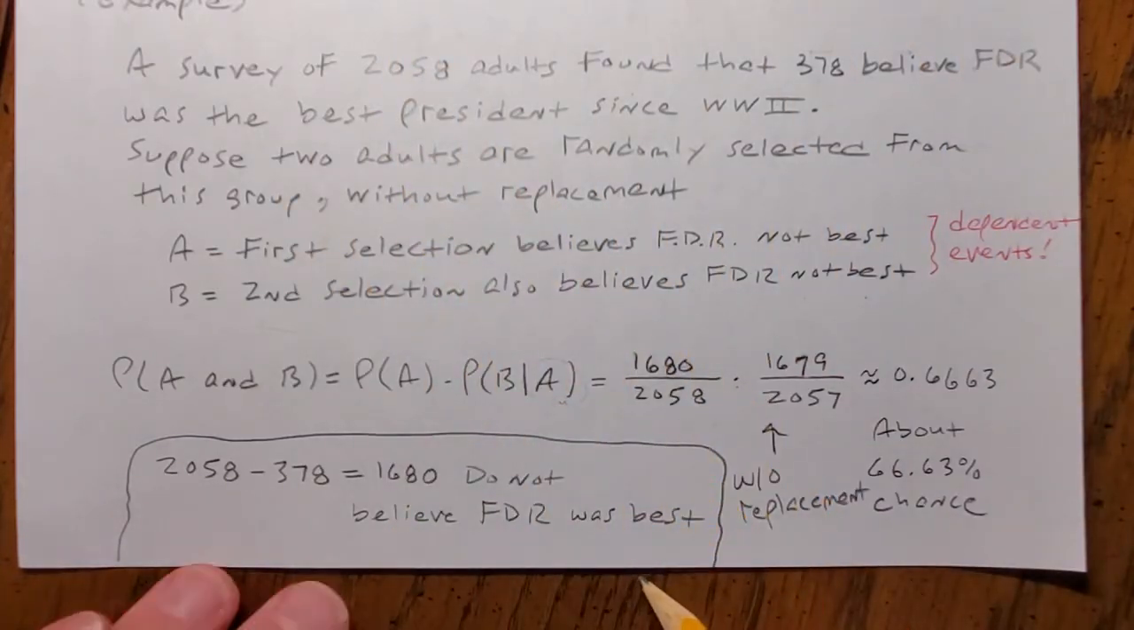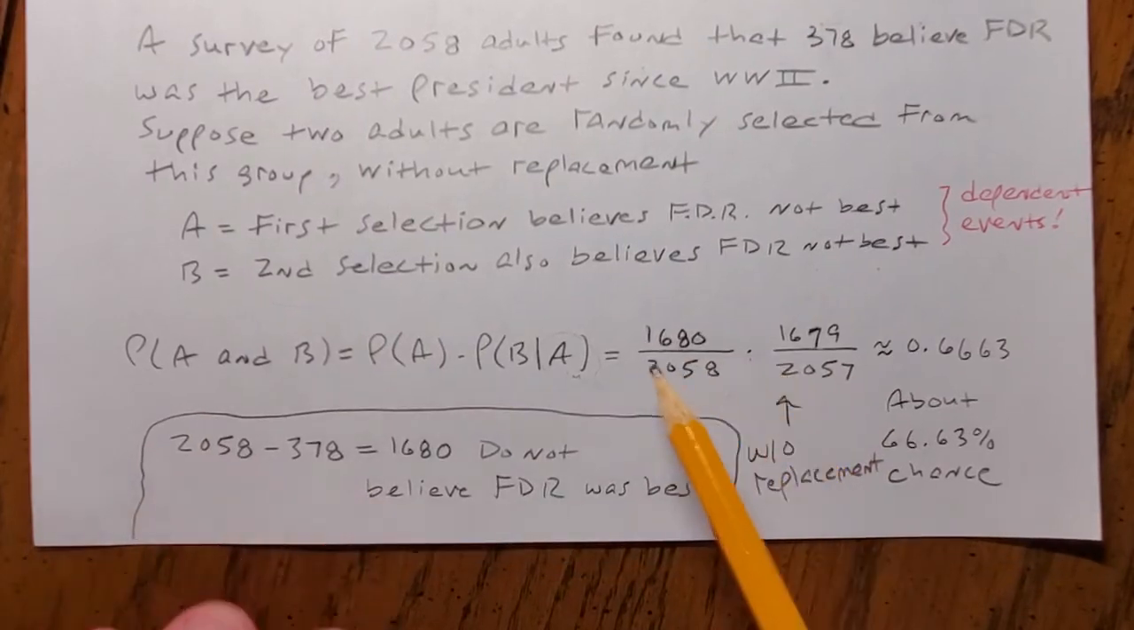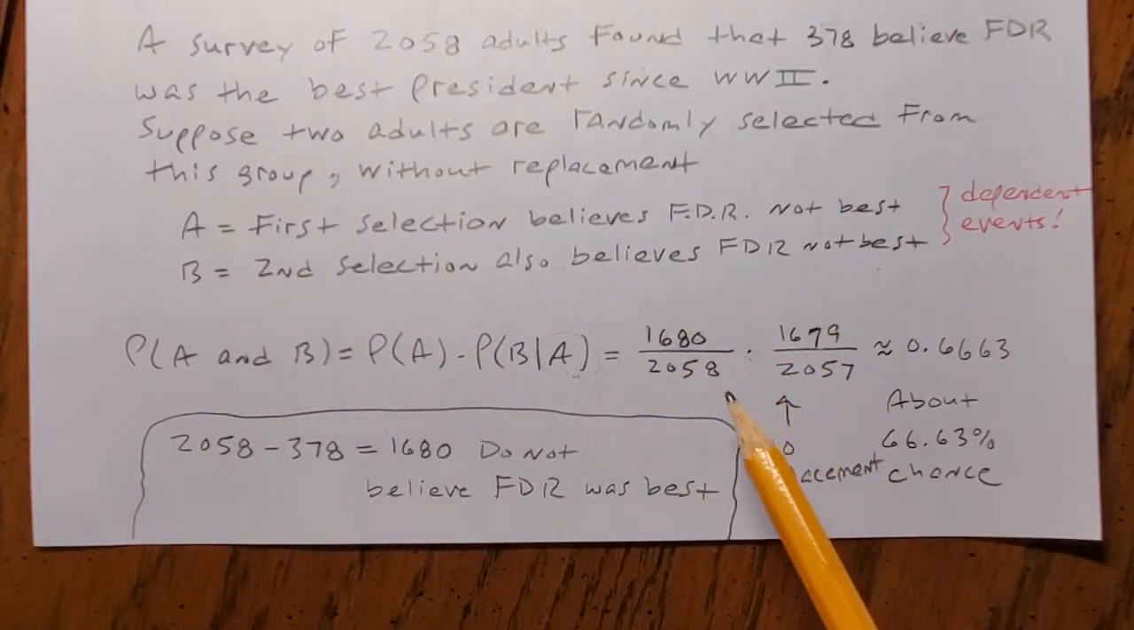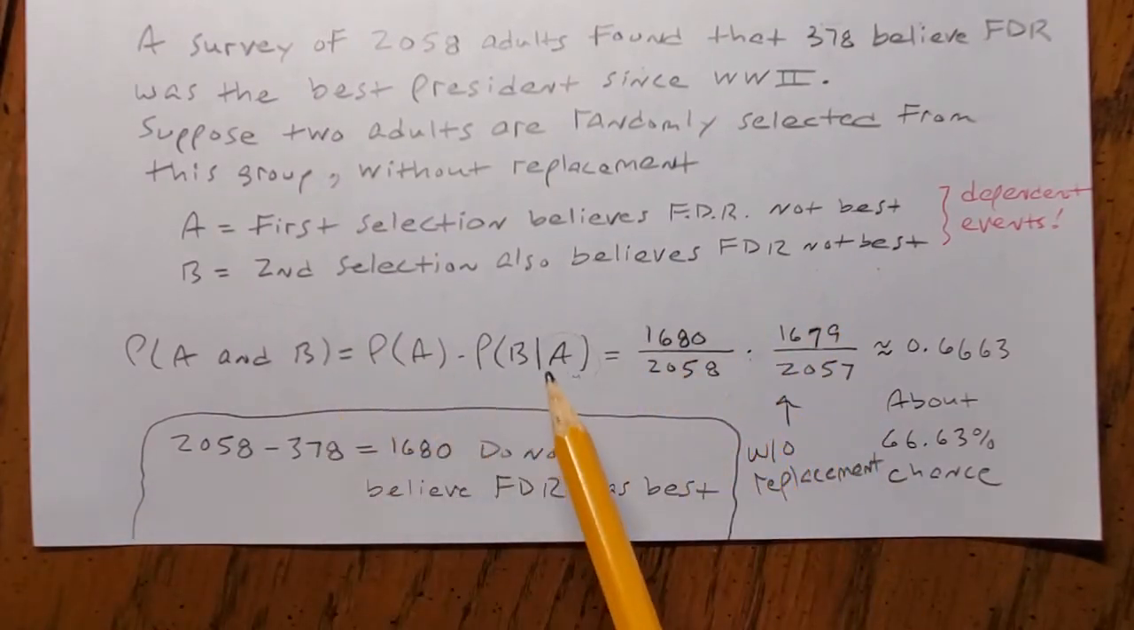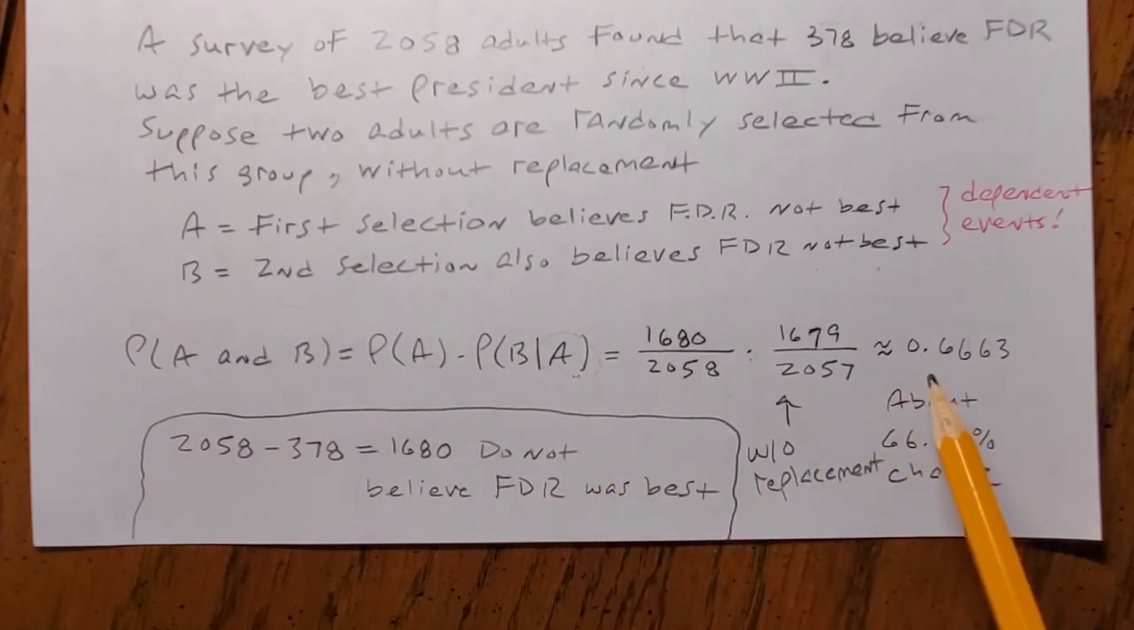Okay. All right. Multiply those together. We multiply probabilities always when we calculate the odds of events occurring in sequence, and that works out to be about 0.6663, or about a 66.63% chance. Okay. All right. Yeah, that's pretty good odds because most of the people didn't think FDR was the best president.